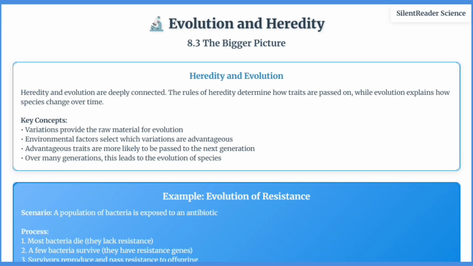For example, when bacteria are exposed to antibiotics, most die but a few with resistance genes survive. These survivors reproduce and pass resistance to offspring. Soon, the entire population becomes resistant. This is evolution in action. Understanding these principles helps us appreciate both our shared humanity and our wonderful diversity.